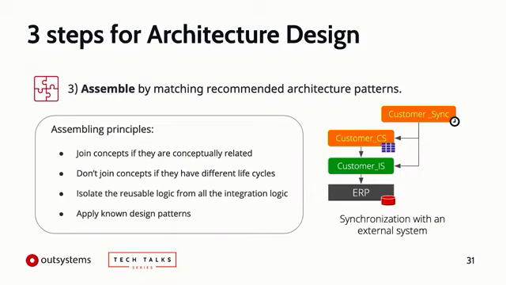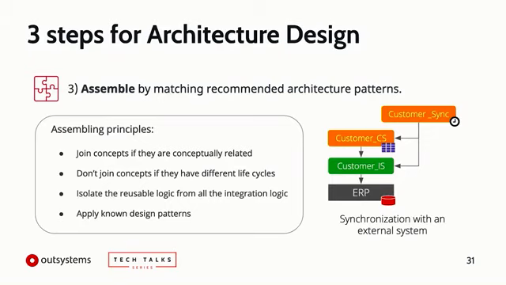The second principle is to avoid joining concepts, even if they are related, if they have different life cycles. A good example would be a customer and the customer contract. They are related. You might want to join them to be implemented in the same module. But what if you have consumers of customers that don't require any contract information or contract rules? The contract itself should evolve independently from the customers so you don't impact the consumers of customers that don't care about contracts.